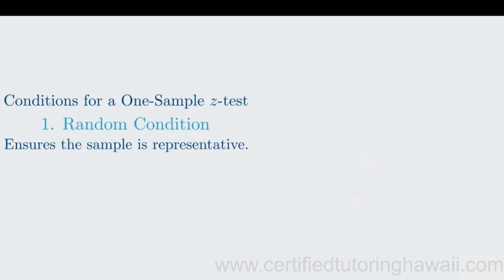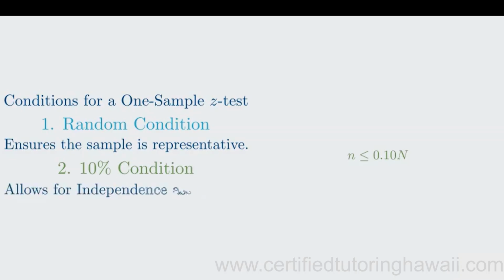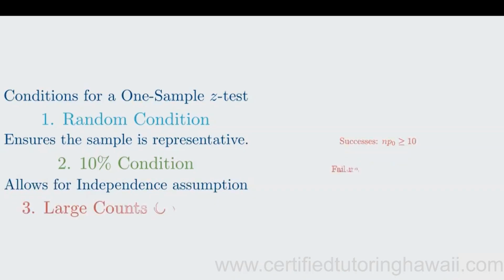The second is the 10% condition. When we are sampling without replacement, our sample size, little n, must be less than or equal to 10% of the total population size, big N. Technically, this allows us to treat the individual observations as independent, even though the probability changes slightly with each person we pick. The third is the large counts condition, which allows us to use the normal distribution.